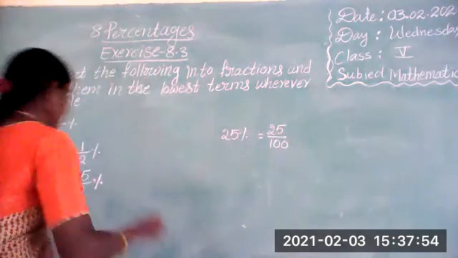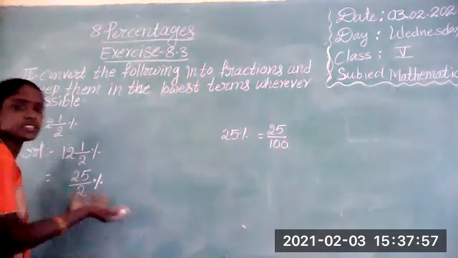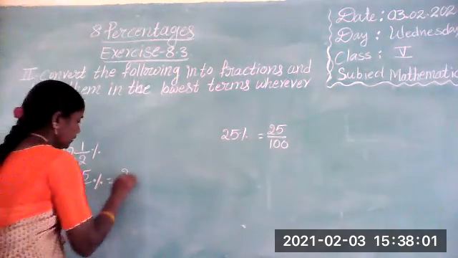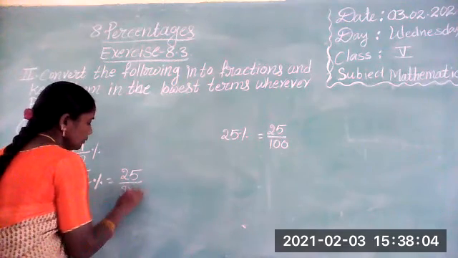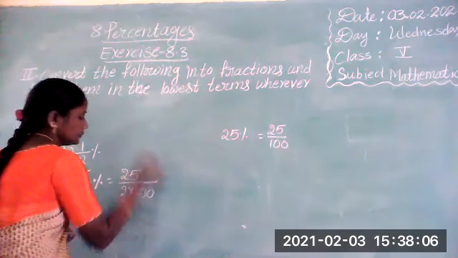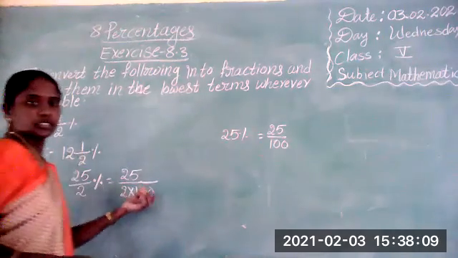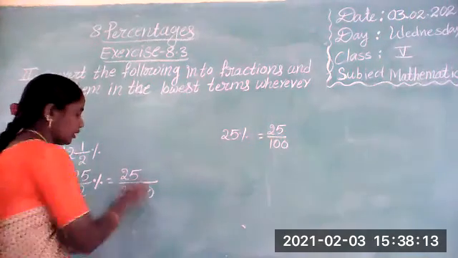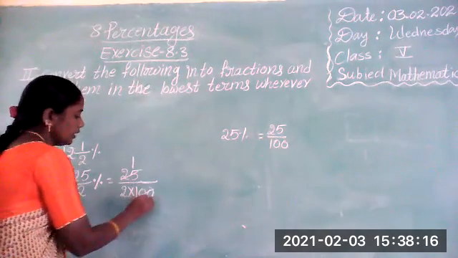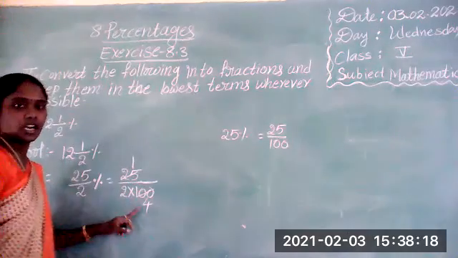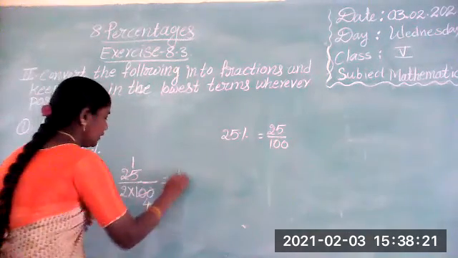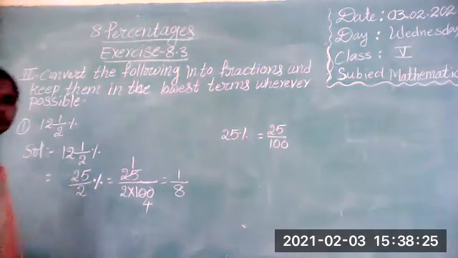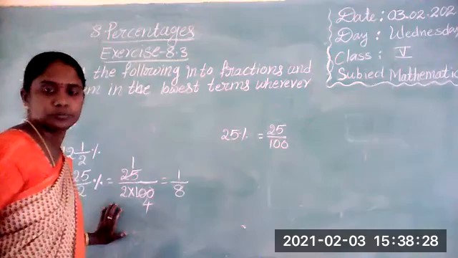Okay. So here 25 by 2 percentage. Here also the same, by 100. 25 by 2 into 100. Now, simplification, if it is possible, we can do. Yes, here it is possible. 25 ones are 25, 25 fours are 100. Now, 1 by 4 twos are 8. 1 by 8 is the answer. Did you understand?